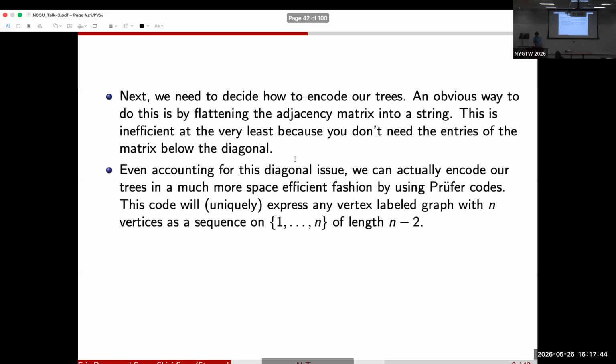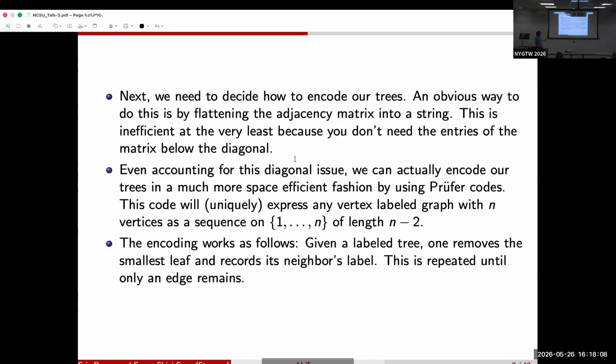But in fact, once again, for trees, we can do better. Even accounting for this diagonal issue, we can encode our trees in a much more space-efficient fashion by using Prüfer codes. This code will uniquely express any vertex-labeled tree with n vertices as a sequence on 1 to n of length n minus 2. The encoding works as follows. Given a labeled tree, remove the smallest leaf and record its neighbor's label, and then repeat until you only have an edge left.